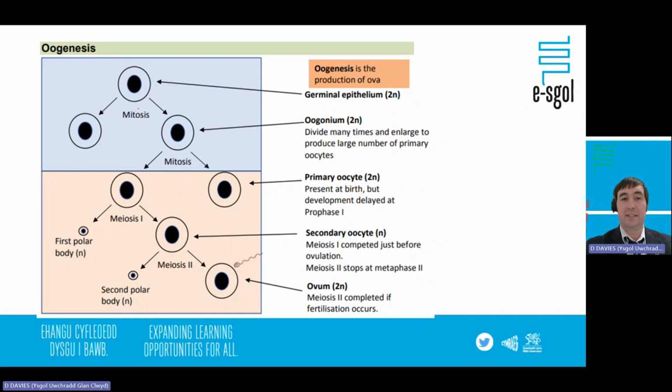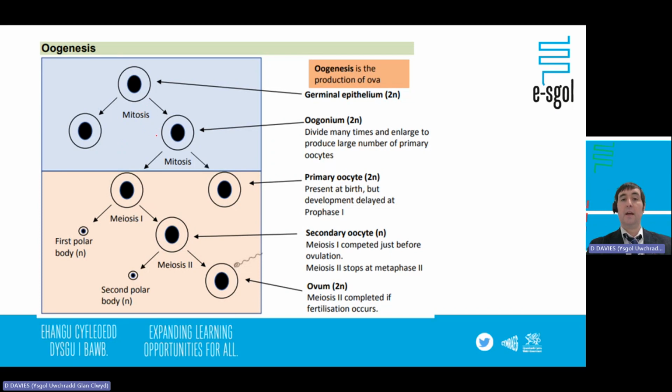The similarity is that there are mitotic divisions to start with. There's a meiotic division, but this one is suspended at the end of meiosis 1, and then after ovulation, the second meiotic division will happen. An interesting point is that when a baby girl is born, all the primary oocytes that she will ever ovulate are already present in her ovaries. So all the mitotic divisions here have already happened in the fetus, in the embryo.